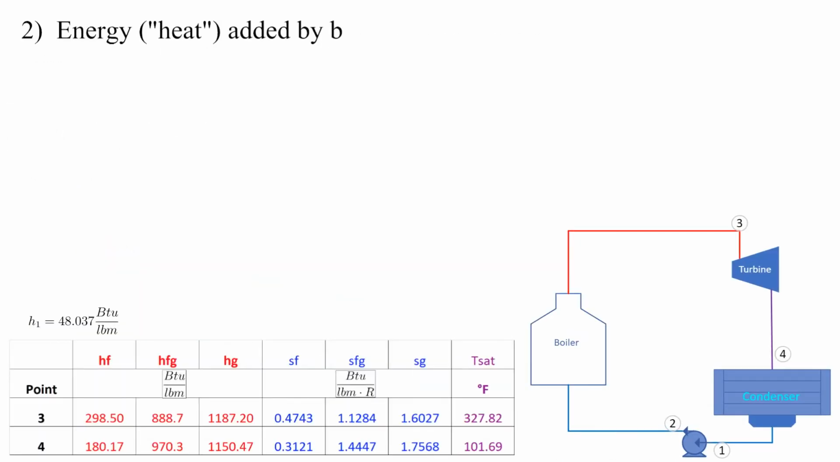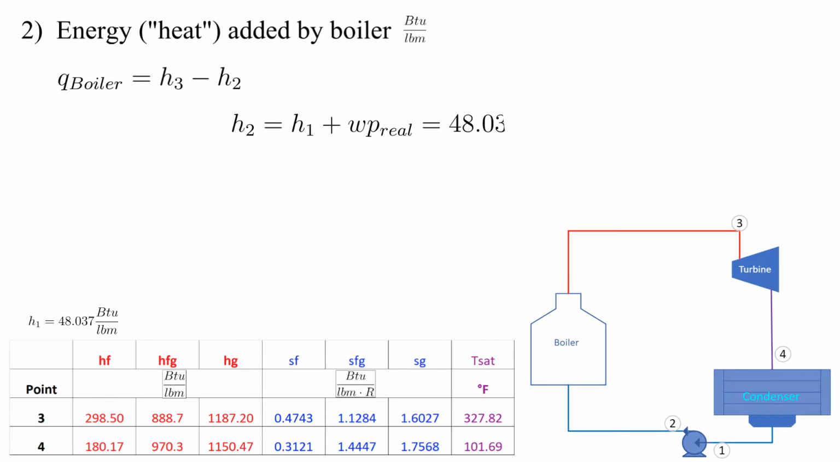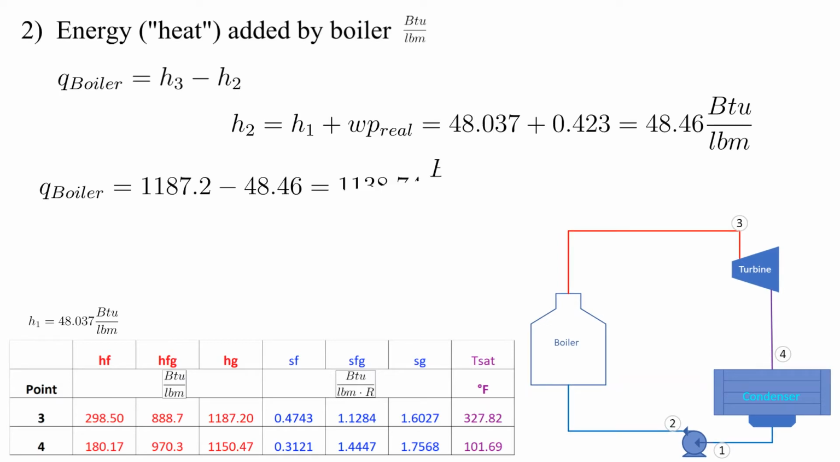Now let's calculate the energy added by the boiler. A quick inspection of the diagram indicates it is the difference in enthalpies between points 3 and 2. The enthalpy at 2 can be attained by adding to the enthalpy at 1 the real pump specific work which was calculated in the previous step. The calculation is straightforward and shown here.